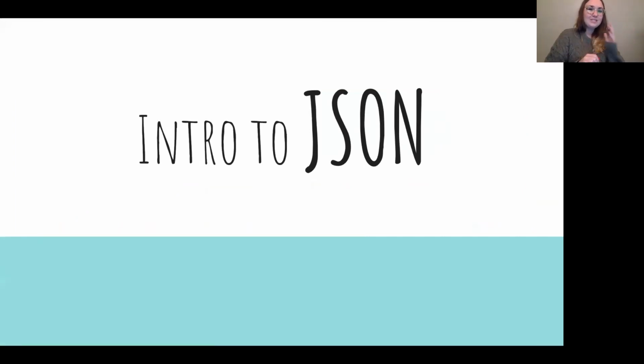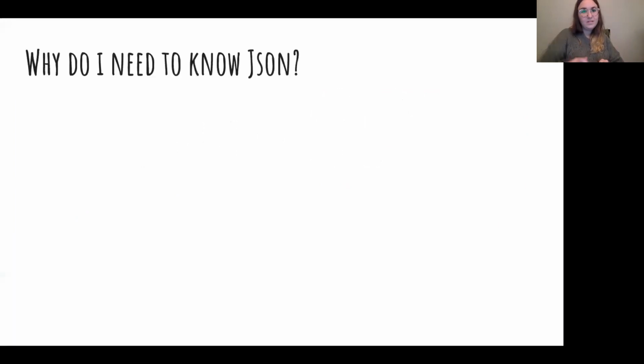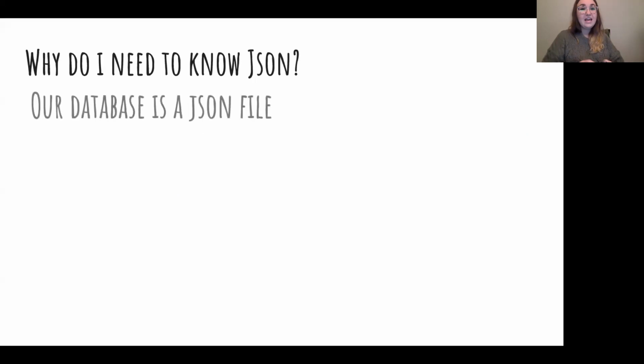So starting at the basics, we're going to do a quick intro to JSON. JSON is JavaScript Object Notation. And what that really means is it's a dictionary of attribute value pairs. So a good question is, why do I need to know JSON, particularly for today and in life? And for us today, our database file is written in JSON, so it's a JSON file.